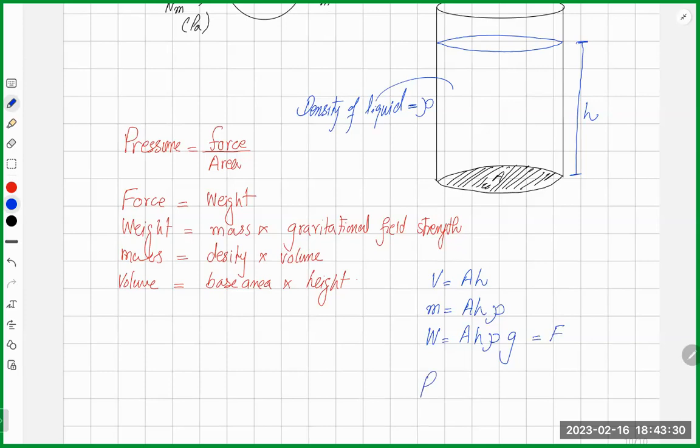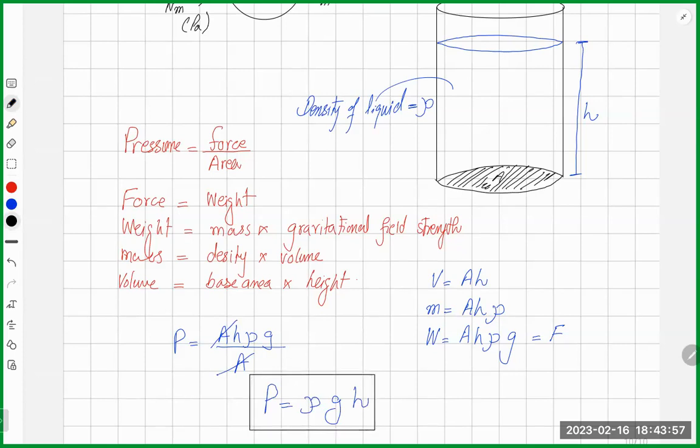So pressure equals A H rho G over A. A and A get cancelled. Pressure equals rho G H. And this is how we can find out the formula for pressure of fluid. This is the formula for pressure of fluid.